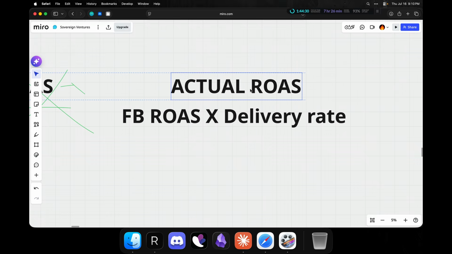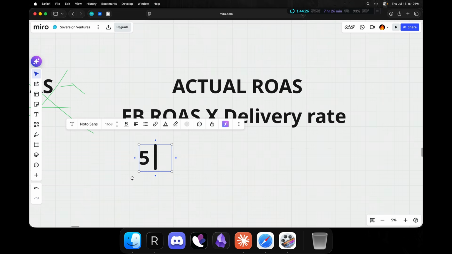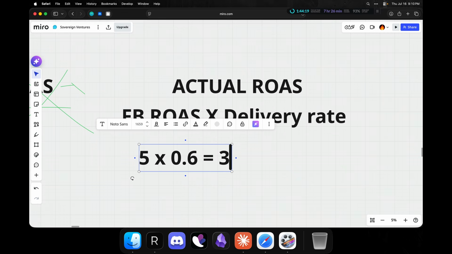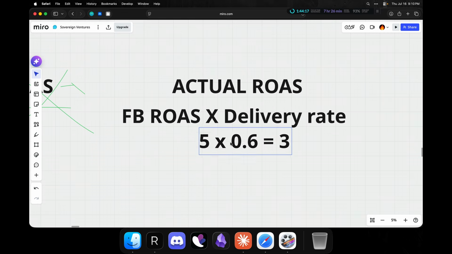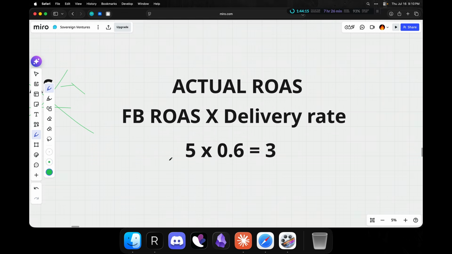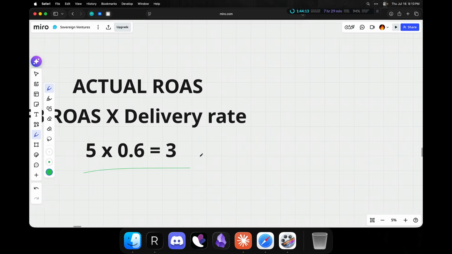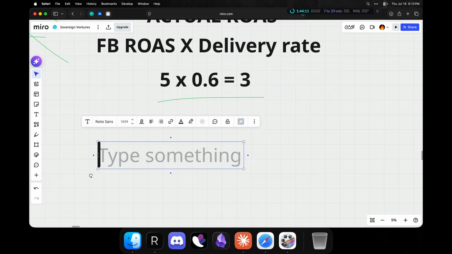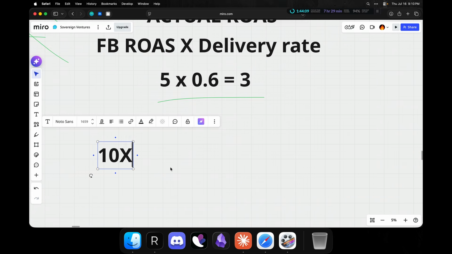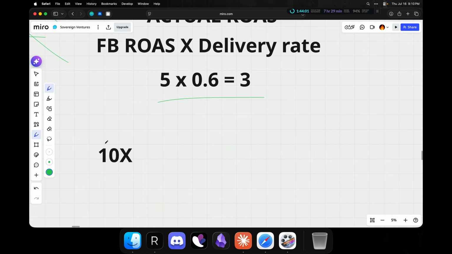So this is very, very important. Let's say your Facebook ROAS is 5, and your delivery rate is, let's say, 60%. Okay. So 5 times 0.6 equals 3. So your actual ROAS is actually 3, not 5. This is very, very important. And what you also need to understand is that you cannot get a 10x ROAS. The people who are showing you 10x ROAS don't make any money. All right, they have like 20%, 30% delivery rate, and all they are trying to do is flex some Shopify revenue. This is not possible. Just think about it.